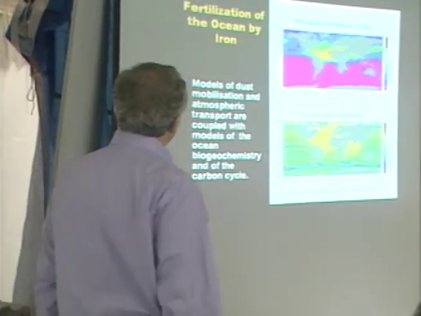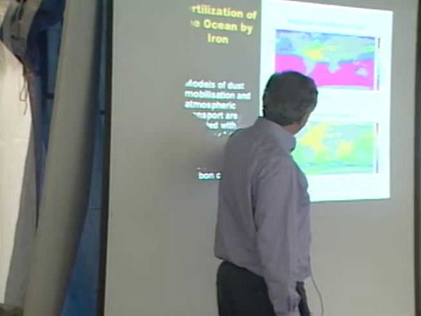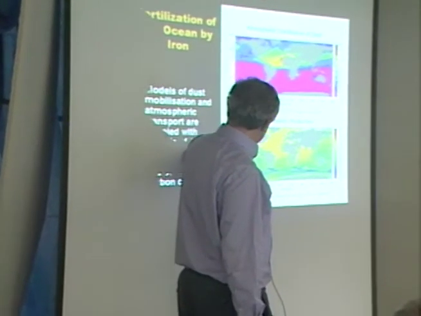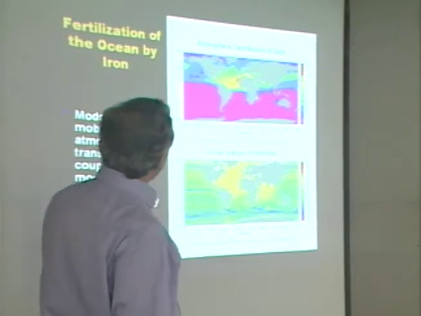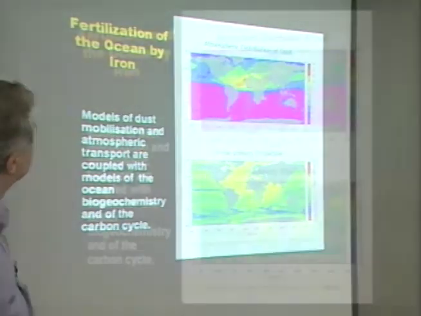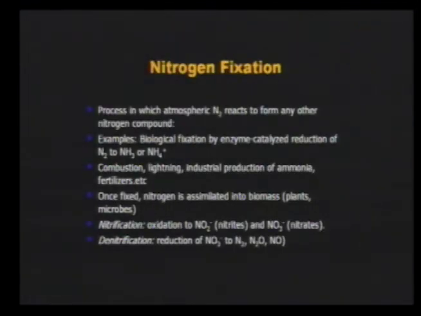This is here a model that shows basically how the ocean primary production is changed when you include the deposition of atmospheric dust. And there is an interesting effect here. And of course, the question is, when the ocean primary production is changing, what does it do to the carbon cycle? And so we have to put all the pieces together.